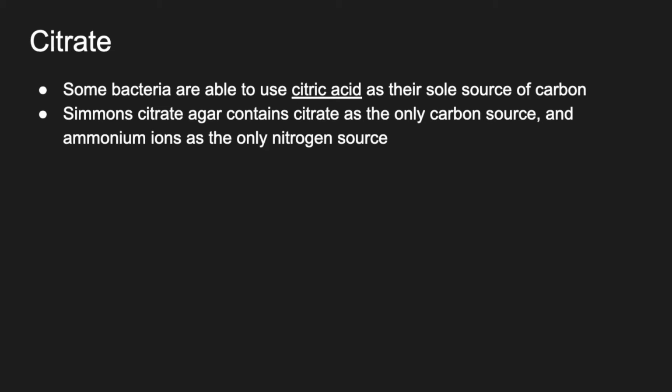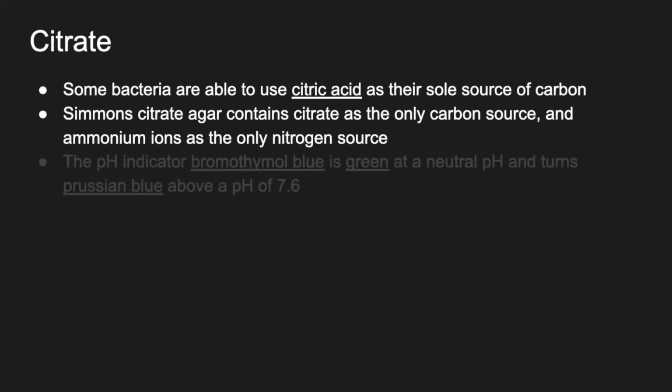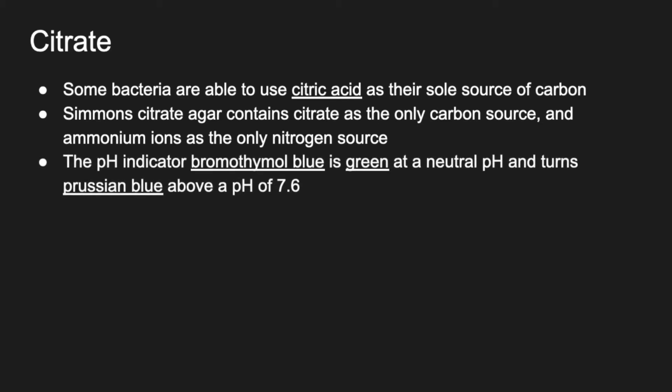So using the pH indicator bromothymol blue, we can see our test tube go from green at a neutral pH, turn Prussian blue when the pH rises, and a positive test would be indicated.